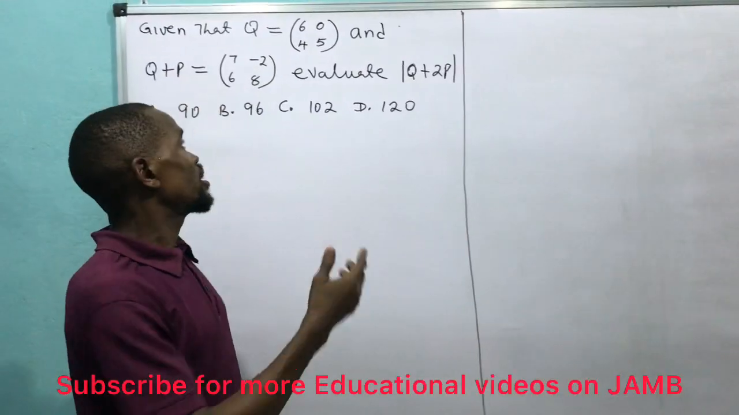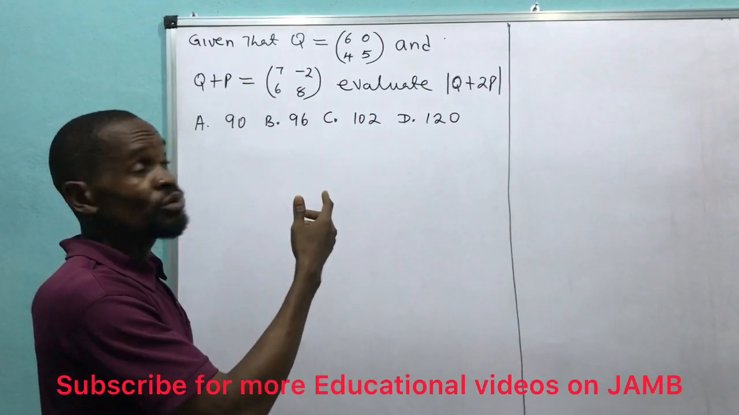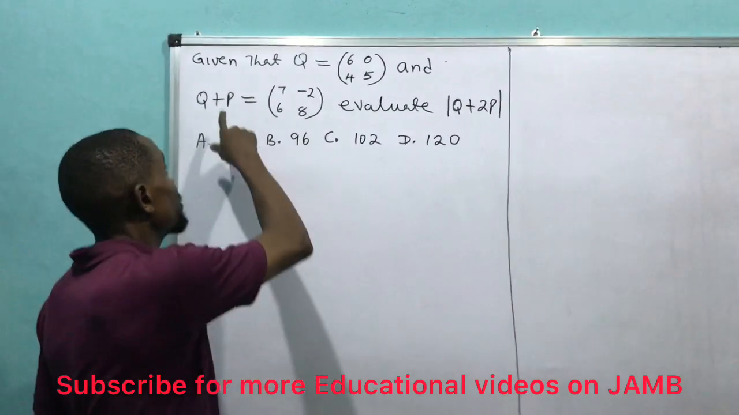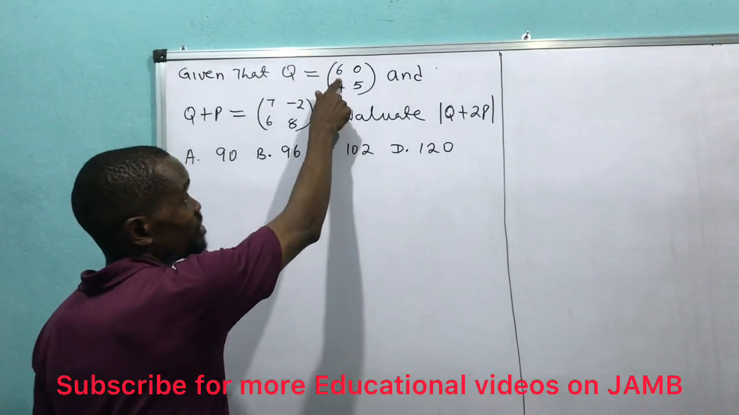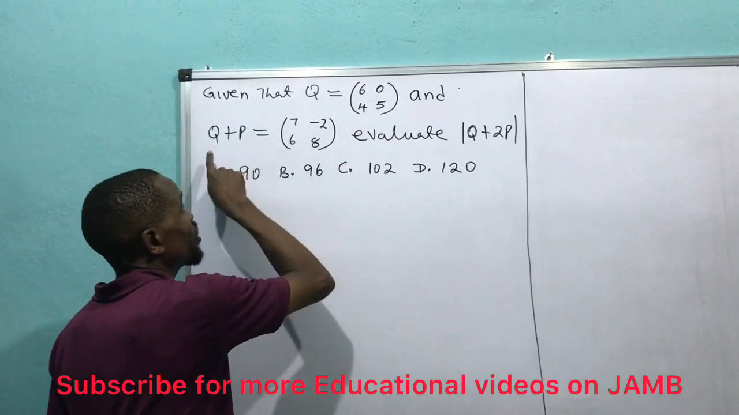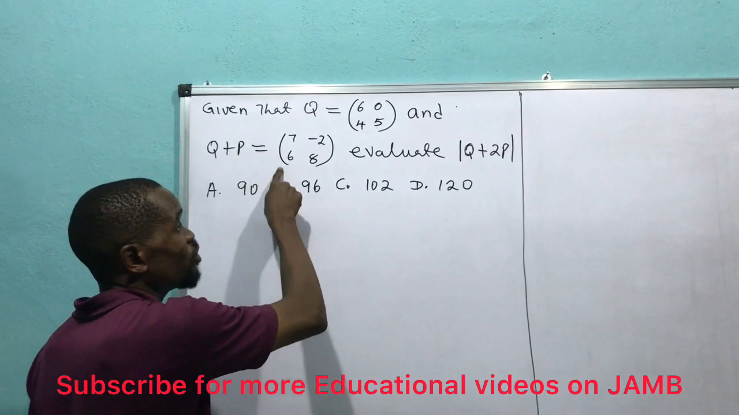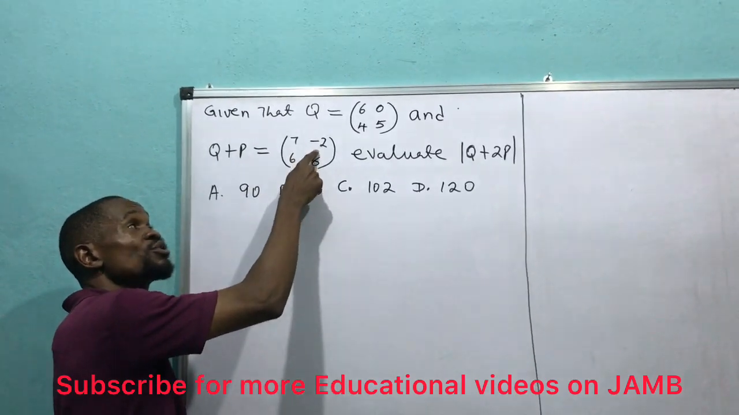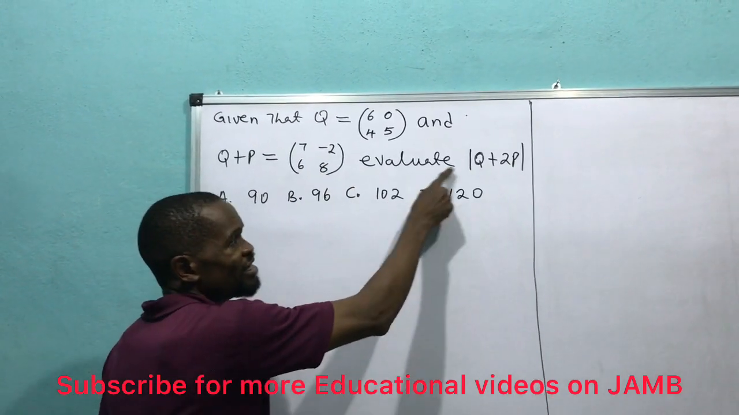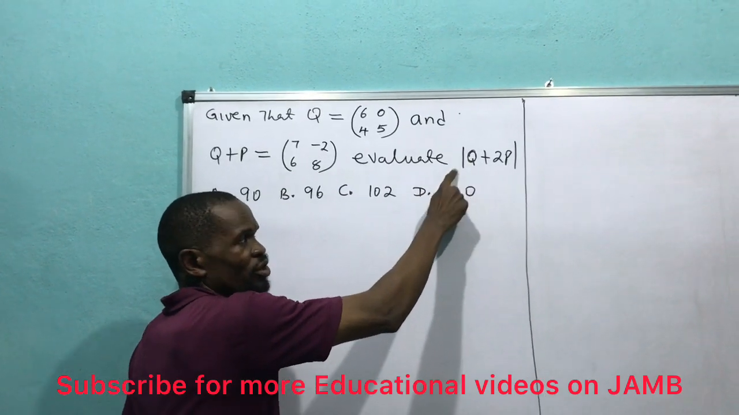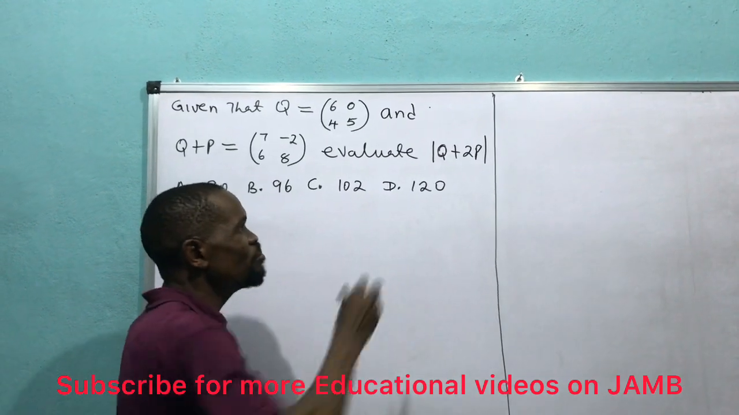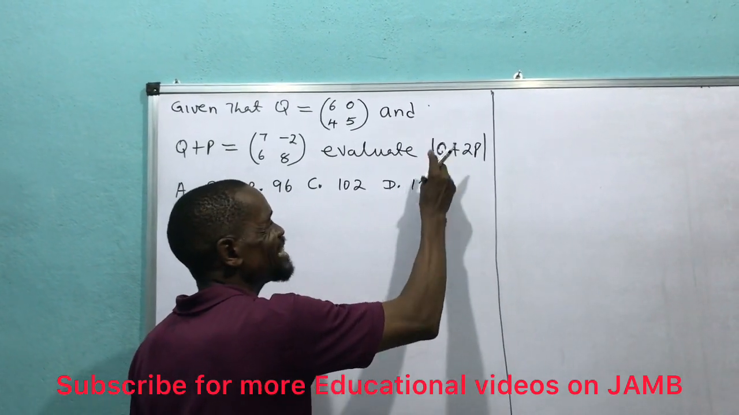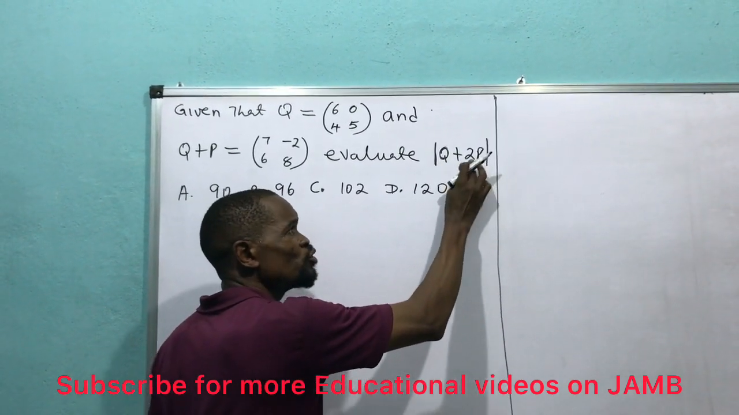This is the second question on part 2. It said, given that Q is a 2 by 2 matrix, 6 0 4 5, and Q plus P is equal to 7 6 minus 2 8, evaluate the determinant of Q plus 2P. What does this symbol mean in a matrix? It means determinants.